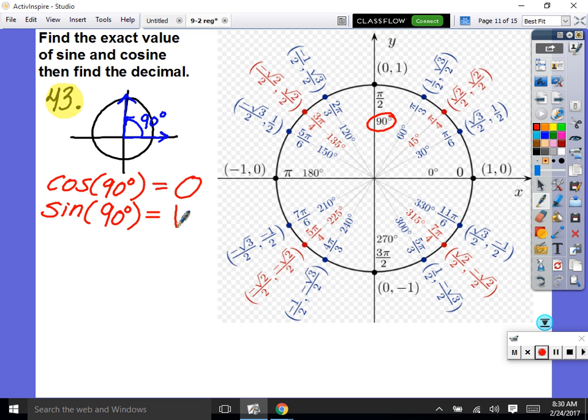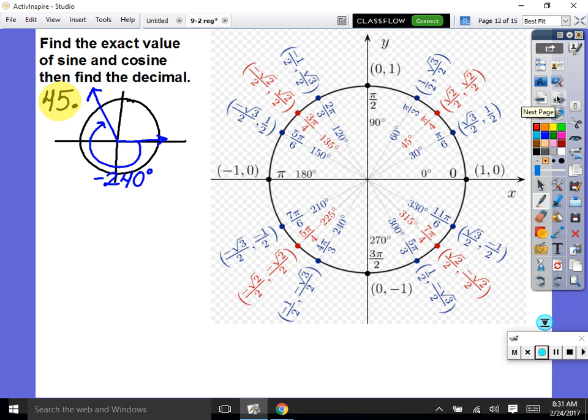Now it says also find the exact value. Watch. You can even check that we're right. Type into your calculator. Make sure your calculator is in degree mode. Okay, ready? Type in cosine of 90 degrees. Hit enter. They both work. You hit mode, and then go down to degree mode.